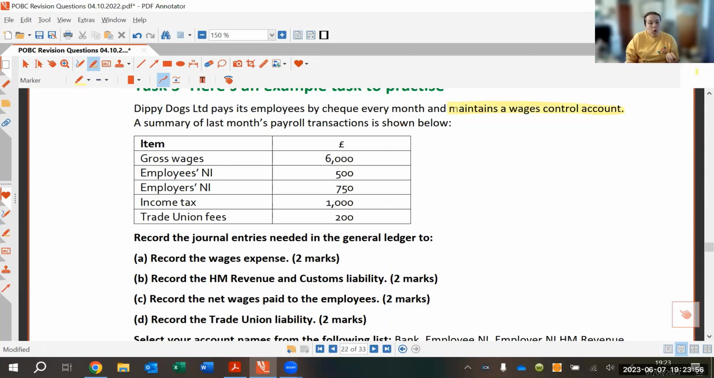So we know that's your clear clue of, oh, I'm going to be needing to put some things into a wages control account. You don't learn what happens if they don't have a wages control account, so you can be pretty sure that's what they're going to tell you in the question. And then we've got a summary of the various items of payroll below. We've got wages, we've got 2 portions of NI, we've got income tax, and we've got trade unions. We haven't got a pension, we've got trade union on this one.